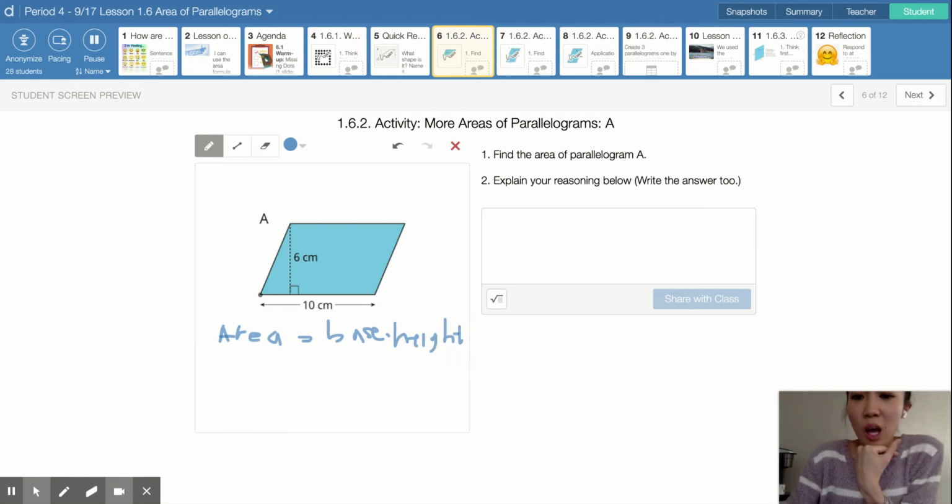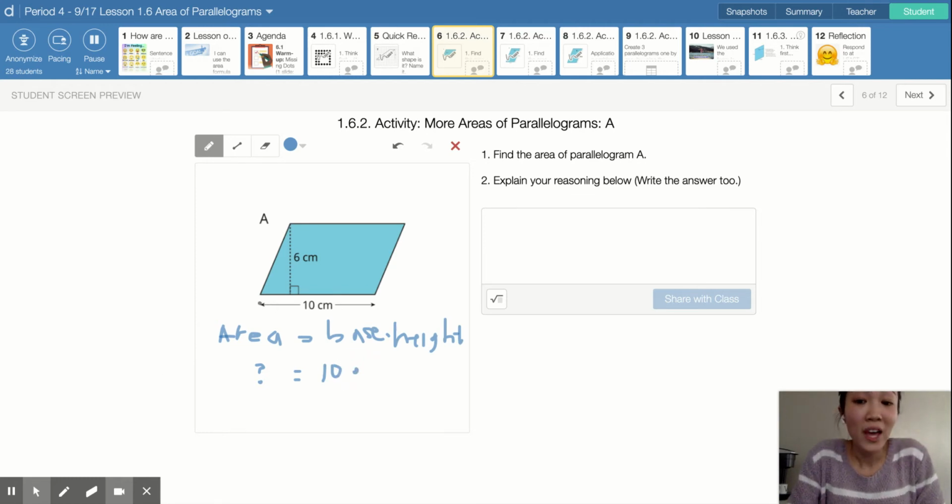So when I'm looking at this, which one is my base? I'm going to put a question mark for the area because we don't know it. We're trying to figure that out. So my base would be 10 because it is one of the sides of the parallelogram, right? So the base is 10. And then which one is my height?